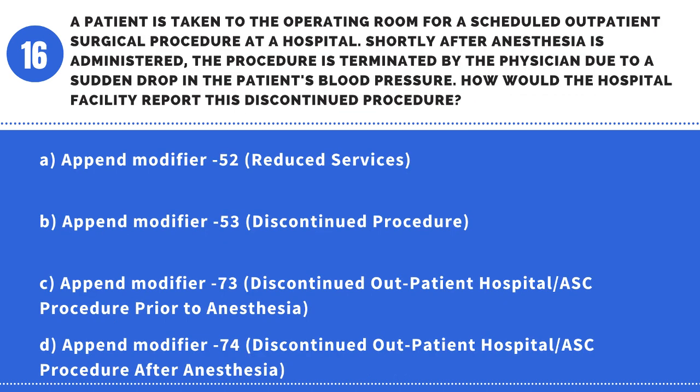Question 16. A patient is taken to the operating room for a scheduled outpatient surgical procedure at a hospital. Shortly after anesthesia is administered, the procedure is terminated by the physician due to a sudden drop in the patient's blood pressure. How would the hospital facility report this discontinued procedure?